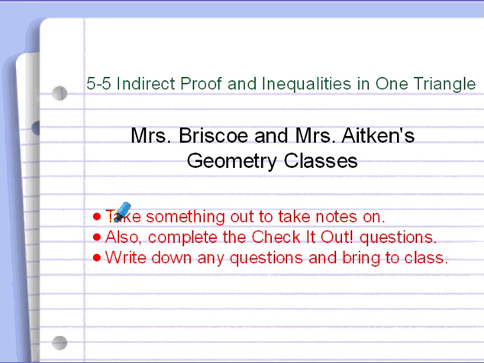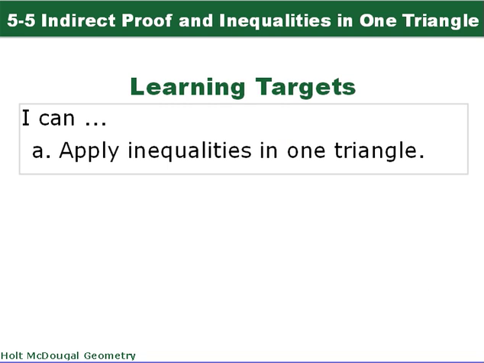All right, we are covering 5-5, indirect proofs and inequalities in one triangle. We're kind of skipping over the indirect proofs because it's just a very small part of it and going to go to the inequalities in one triangle. So take something out to take notes with and do the check it out problems. We have one learning target today. I can apply inequalities in one triangle.